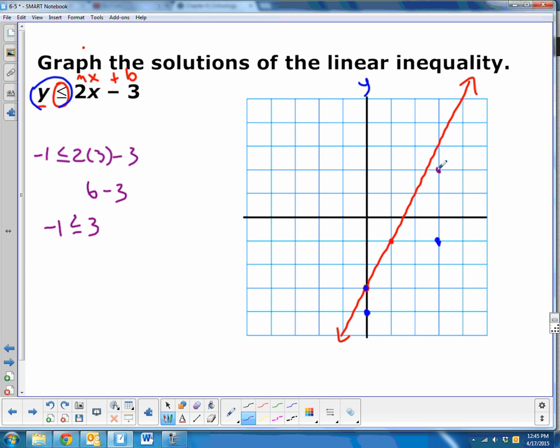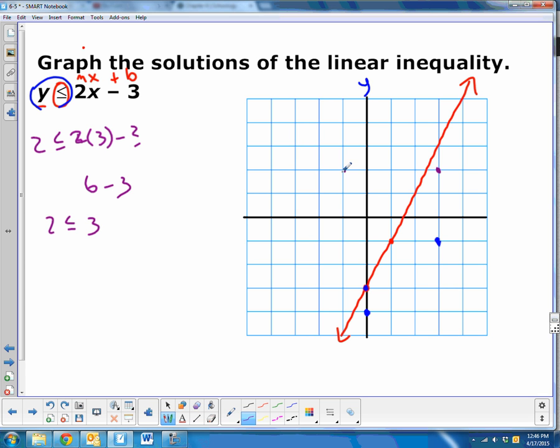We've got 3, positive 2. So again, if I substitute into my inequality 3, positive 2, I get 6 minus 3, again it's 3. And 3 is greater than or equal to 2. So that is a solution.